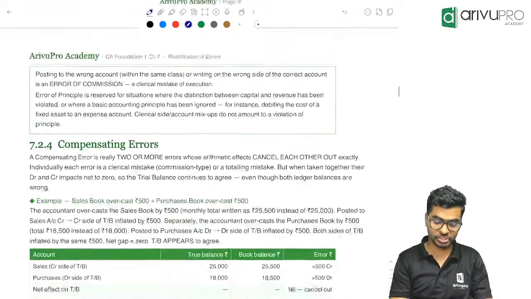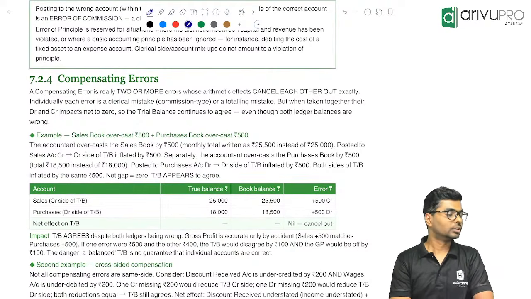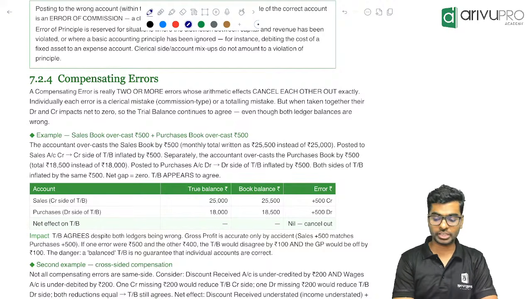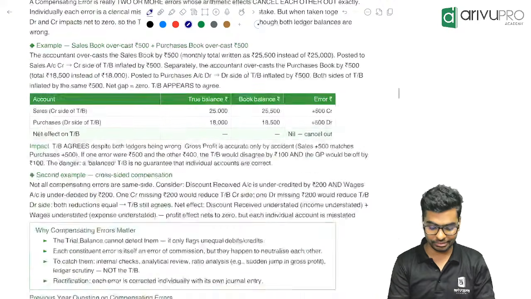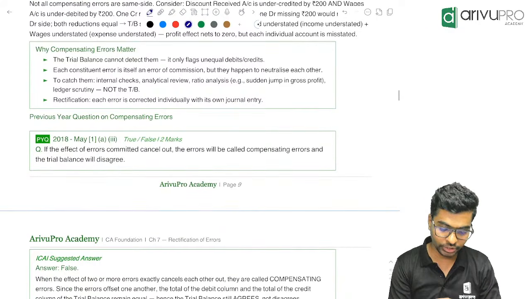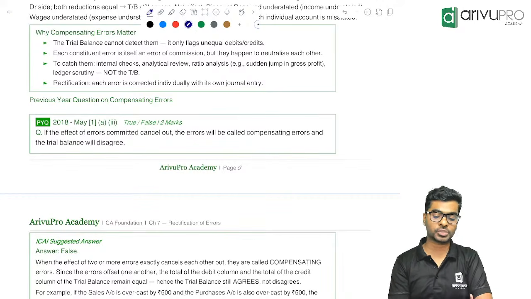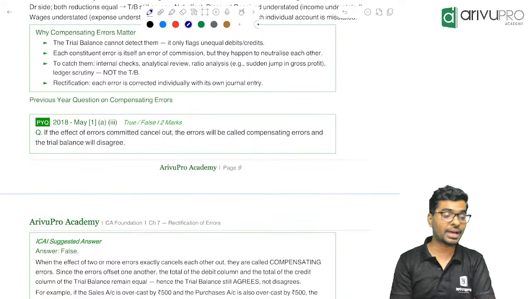Again, they have asked the same question. Now, compensating errors. What did I say? If there is one error and that gets compensated by another error, we call it what? Compensating error. Now, look into this. If the effect of the errors cancel out, the errors will be called compensating errors and the trial balance will agree. In case of a compensating error, will the trial balance agree or disagree?